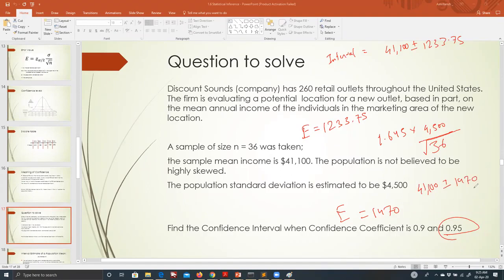You see, your range gets bigger when you want to be more confident. If your boss asks, you say, sir, I'm 90% sure, because this might be true for only 90% of the population. If he wants to be 95% sure, you will use this estimate, 41,100 plus minus 1470, because it includes more cases. It's the simple idea of normal distribution: if you increase the range, you cover more of the population.